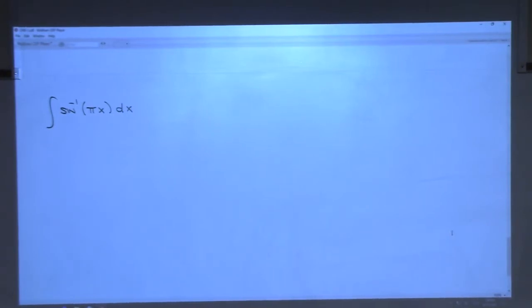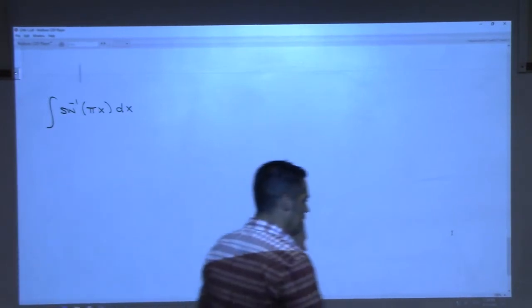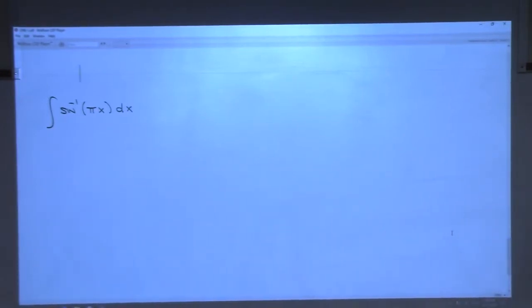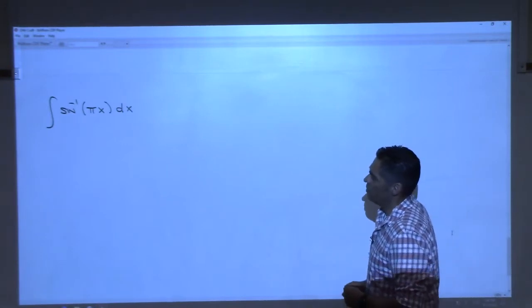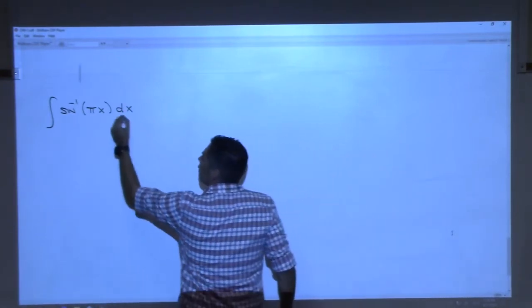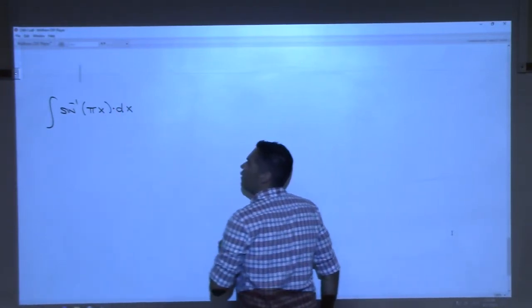Okay, what is the big issue here with this one? There's no product between two functions, right? Like the last one, x sine x, yes? We could choose one, but there are actually two functions here.